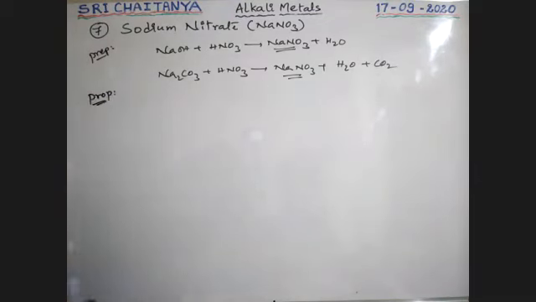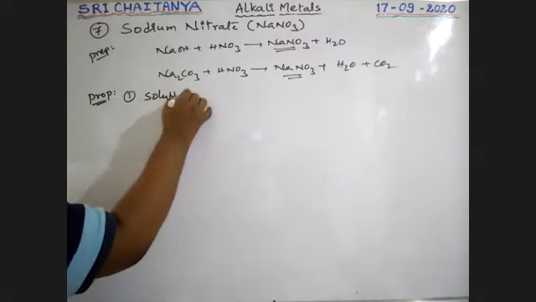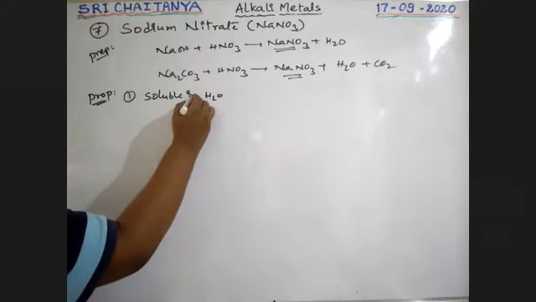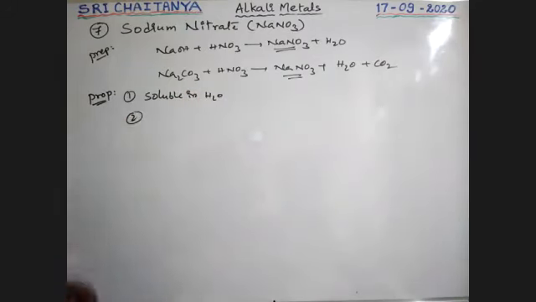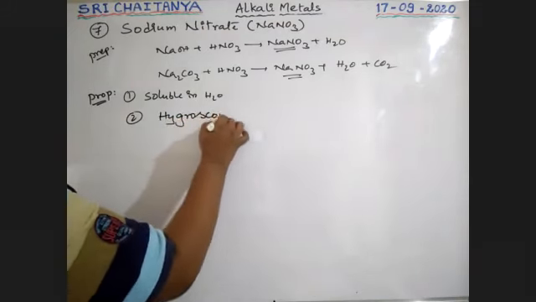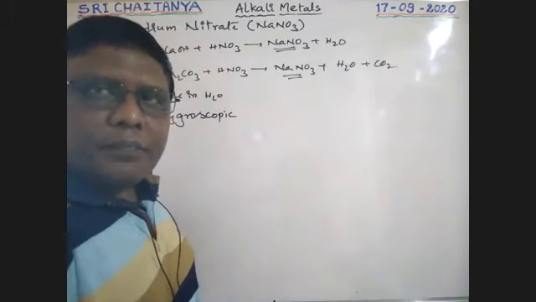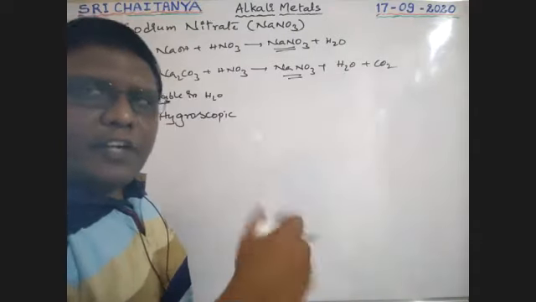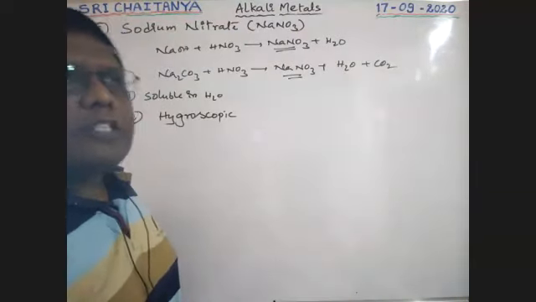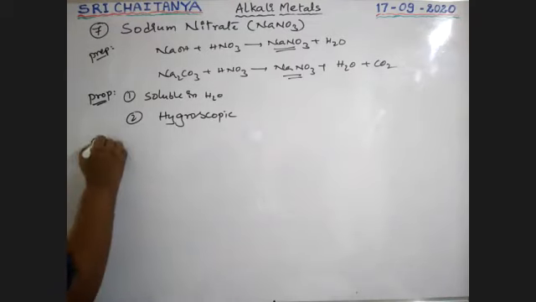Next, properties. It is highly soluble in water. Next, it is hygroscopic. Hygroscopic means it absorbs water, but with limited absorption of water. If it continuously absorbs water, that is deliquescent. It is hygroscopic, so that is why it is used in gunpowder. Next, chemical properties.